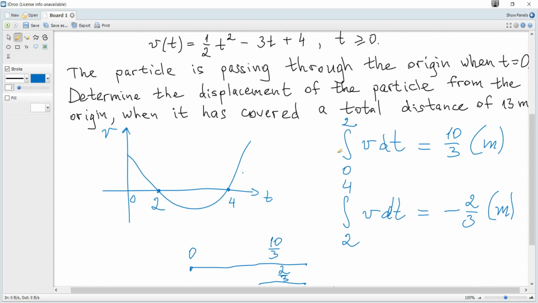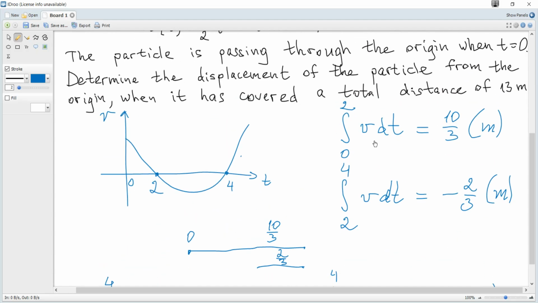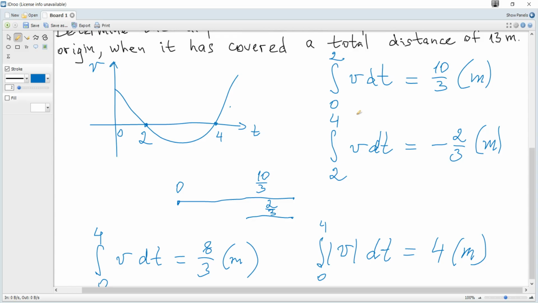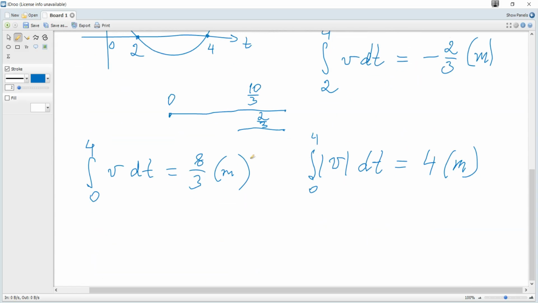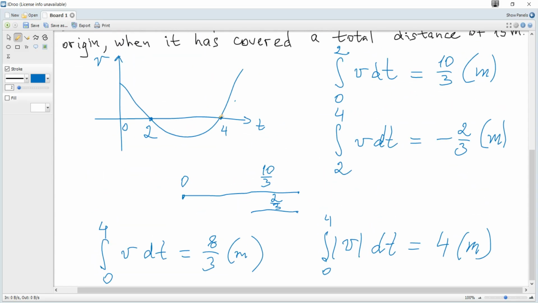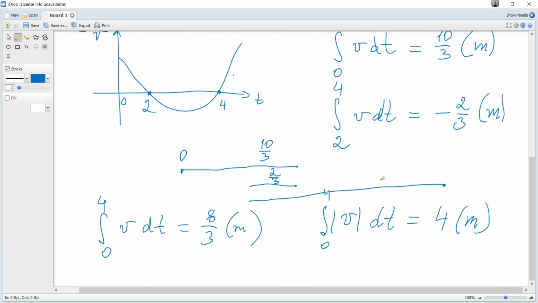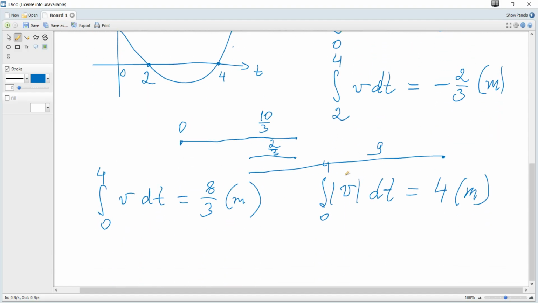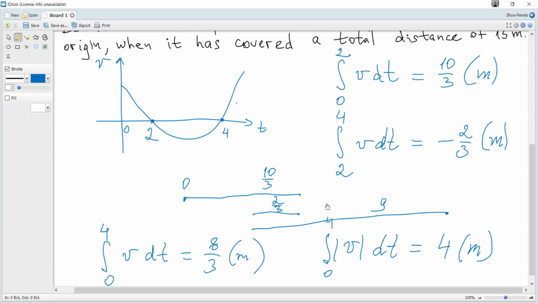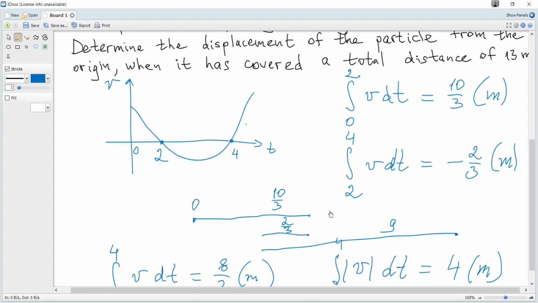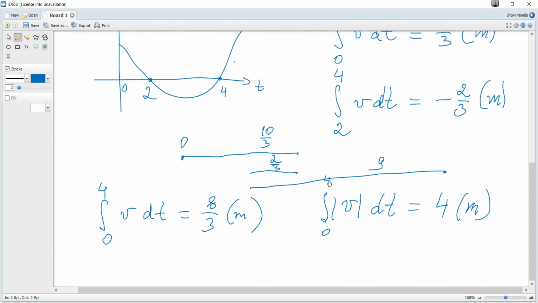And we need the total distance traveled to be 13, so additionally 9 meters are required, and from t is 4, it is moving to the right only, so additionally it covers 9 meters. So eventually you can see that the total distance traveled is 13 meters as required.